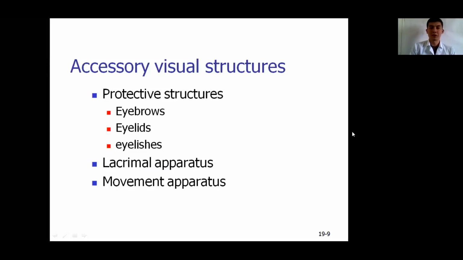Next, the accessory visual structures include the lacrimal apparatus, represented by the lacrimal glands, canaliculi, lacrimal sac, and nasolacrimal duct. And the movement apparatus is represented by the extraocular muscles, also known as extrinsic muscles of the eyeball, that provide the movements of the eyeball.